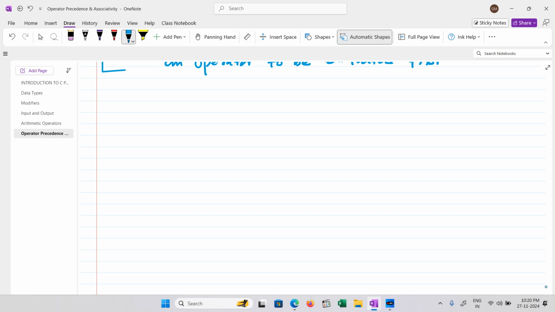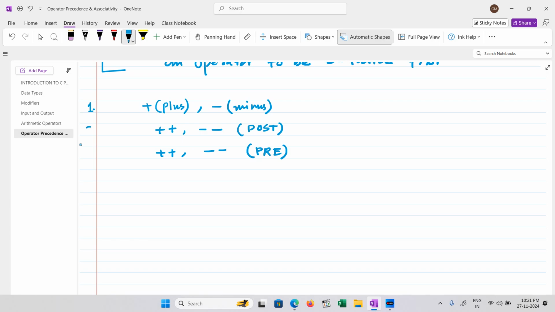All the unary operators: unary plus and unary minus have the highest priority, followed by increment and decrement of post variant, and then followed by increment and decrement of pre variant. So in unary operators, unary plus and unary minus will be at the top of the table, then post increment and decrement will be evaluated, and at last pre increment and decrement.